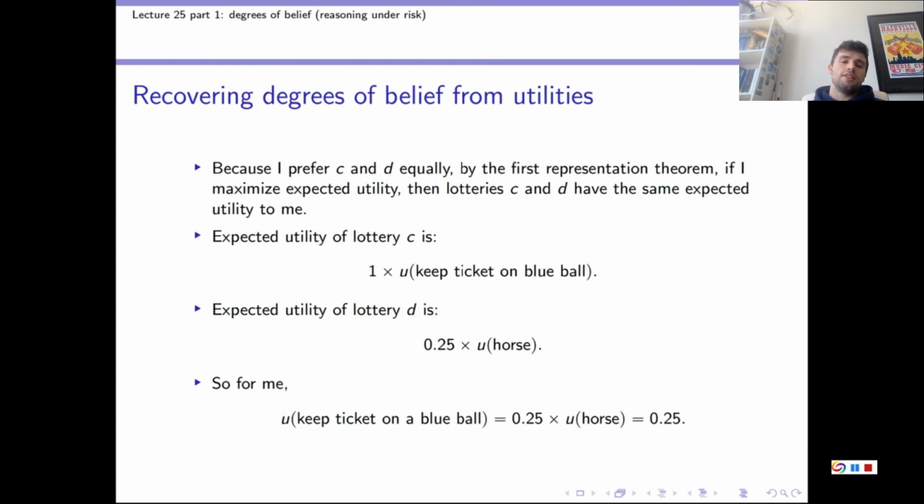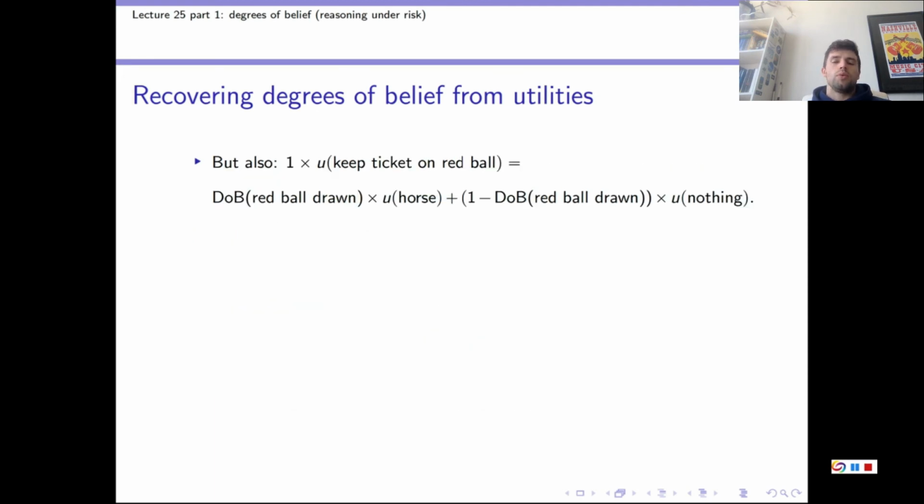So we've got our utilities from our preferences. Now we're going to recover our degrees of belief from the utilities. So how do we do that? Well, we think for a second, and it turns out we know something about U of keep my ticket on a red ball. We know that U of keep my ticket on a red ball is equal to degree of belief that a red ball is drawn times U of horse, plus 1 minus degree of belief that a red ball is drawn times U of nothing. So DB here stands for degree of belief. We could just as well write P, of course, for probability, but I want to be explicit that we're talking about degrees of belief here.